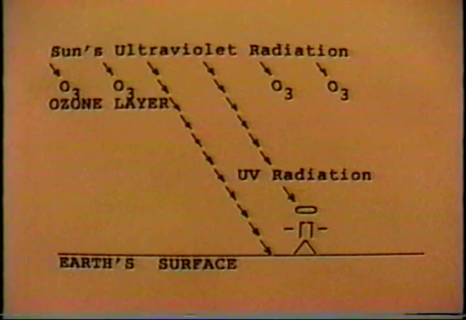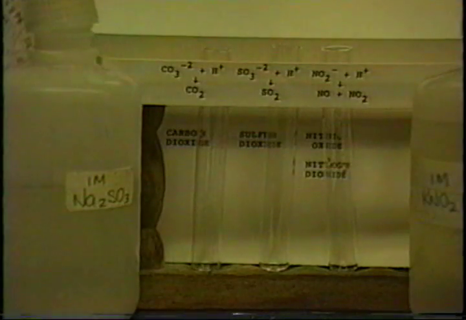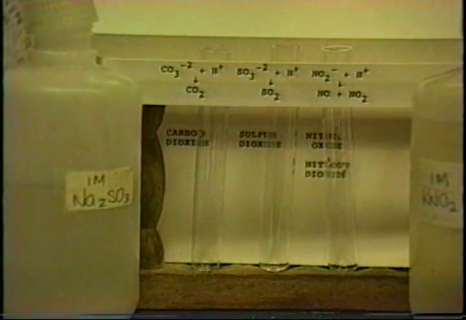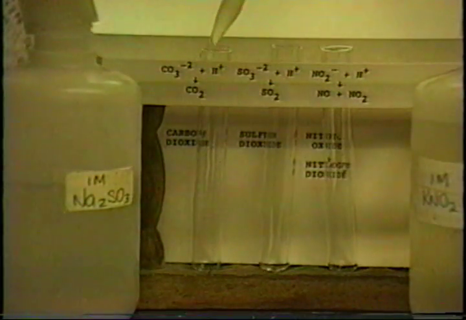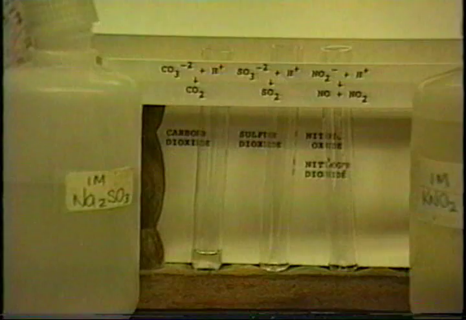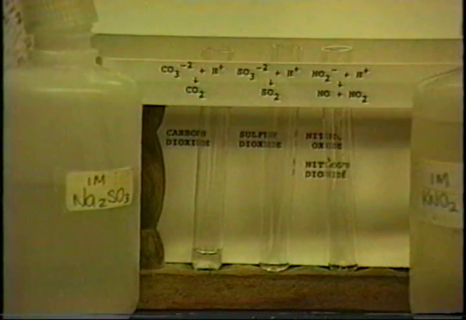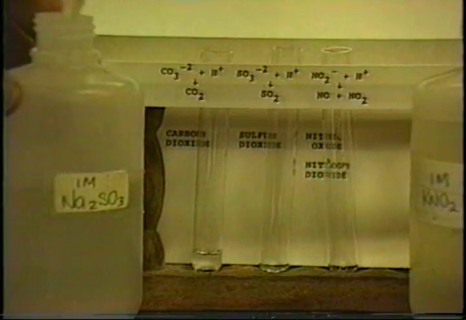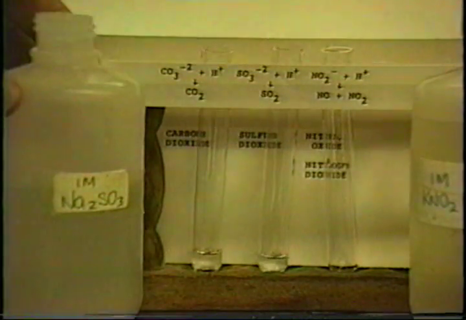Well, with this background, I think we can look at the experiment that you'll be doing. Well, let's see what it takes to generate these oxides. We'll be using sodium carbonate to generate the carbon dioxide. I'll put some of that sodium carbonate in that tube. And we'll be using sodium sulfite to generate the sulfur dioxide.